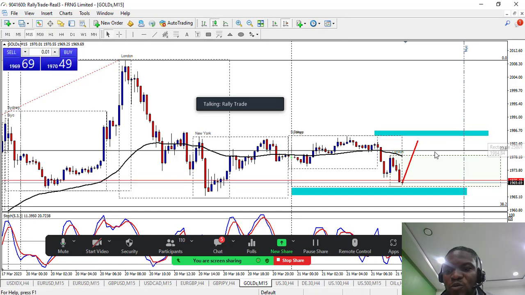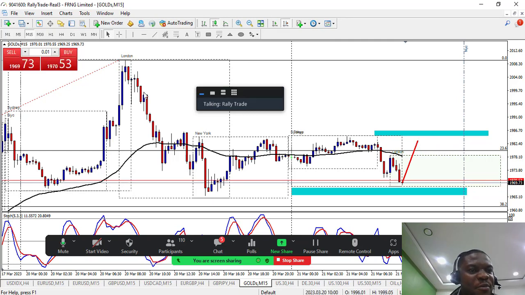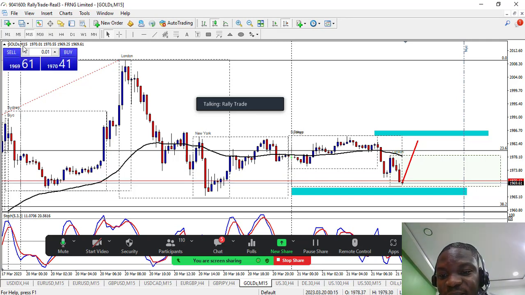So this one would be a sell limit, a sell limit around this area. Please, I am on the 15 minutes time frame. That means if your chart is on 15 minutes, you should be seeing the same thing I'm saying. So if gold retraces towards this level, I would still like to do a sell.